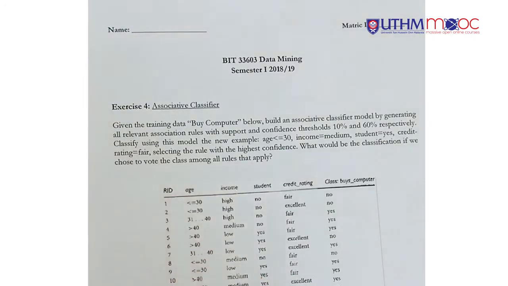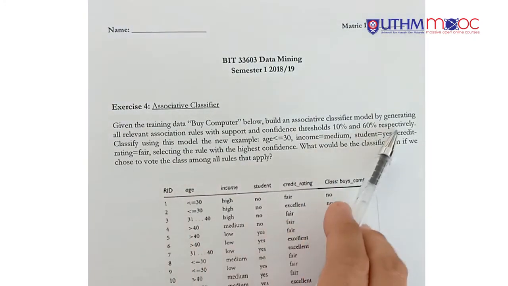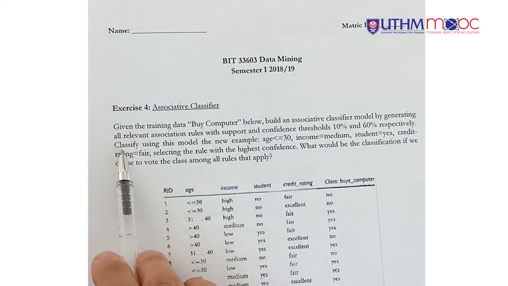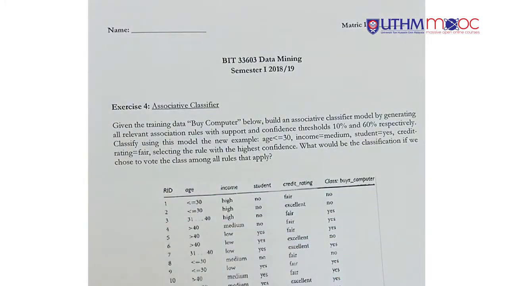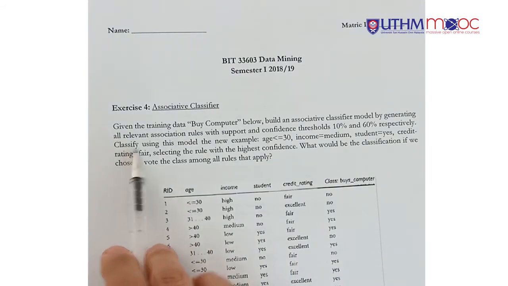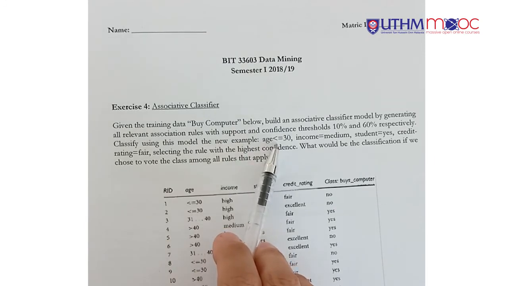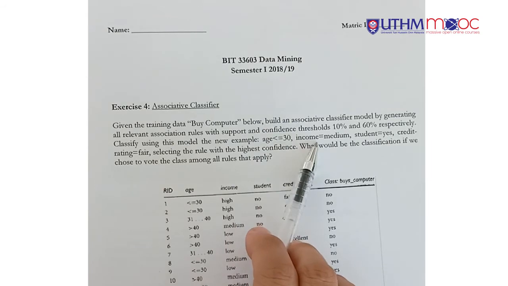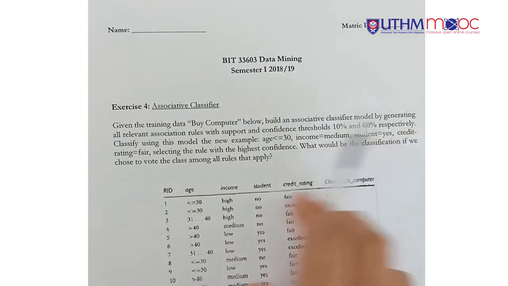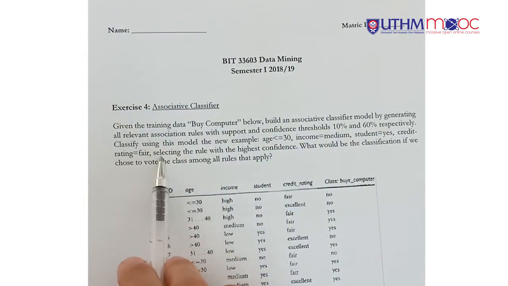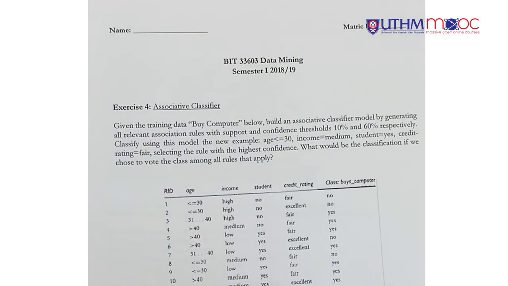But the third part in this question is this. The question says, classify using the model, using all the rules that we have generated just now. Classify the new example using these rules. So this is like a test case. Now, if we have a person with age less than 30, his income is medium, he is a student, and his credit rating is fair, we want to select rules with the highest confidence.